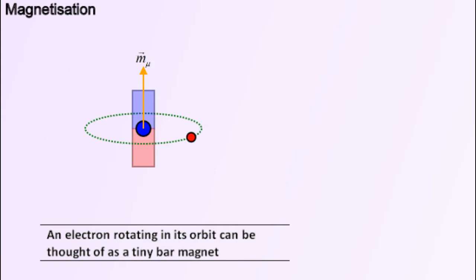Whenever we think of a current-carrying coil, it would be equivalent to a magnet with the same magnetic moment. So in this case, the magnetic moment is upwards, since the electron rotates clockwise when viewed from the top. So you can think of this electron as a tiny magnet with its north pole upwards and the south pole downwards.